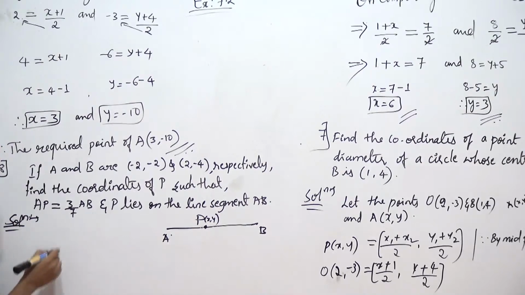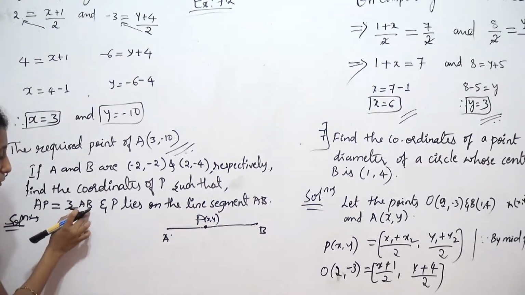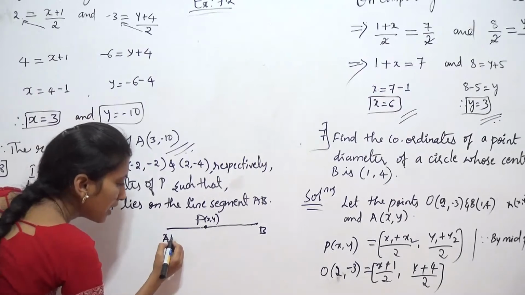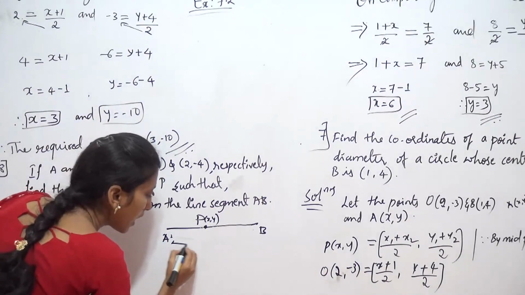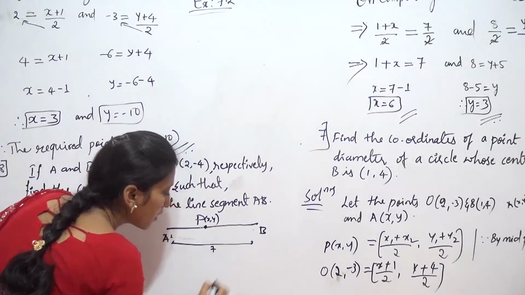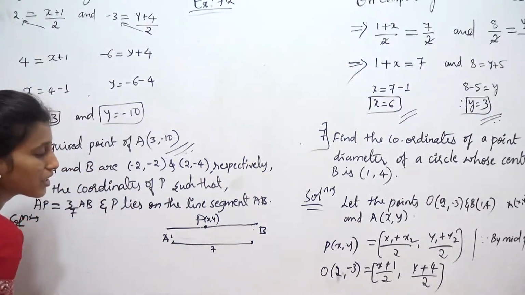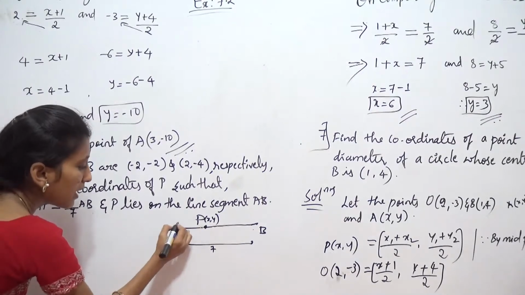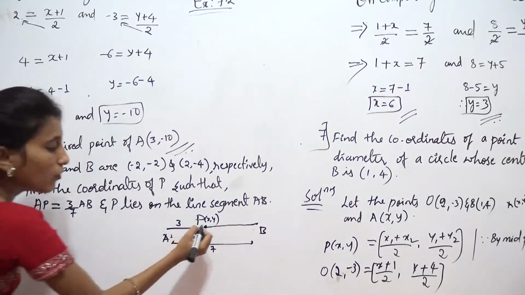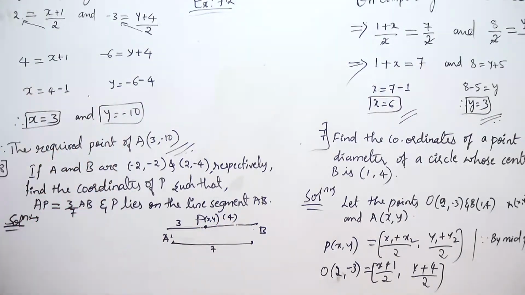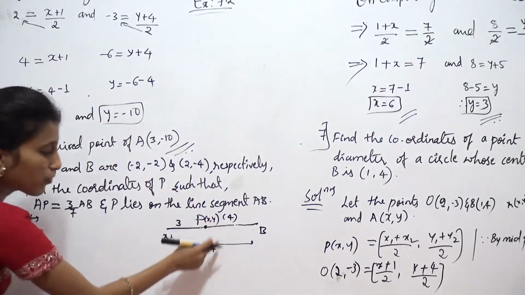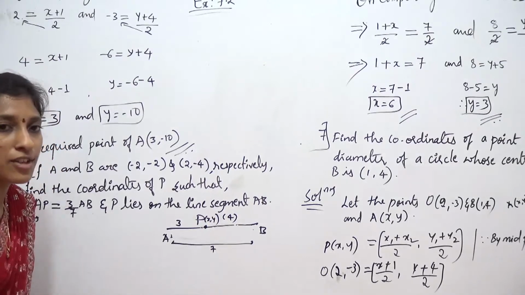That means 3/7 of AB, so totally the length of AB will be 7 units. But they gave AP as 3 units. What will be the PB units? This is 4 units. So 3 plus 4, total length will give 7 units.